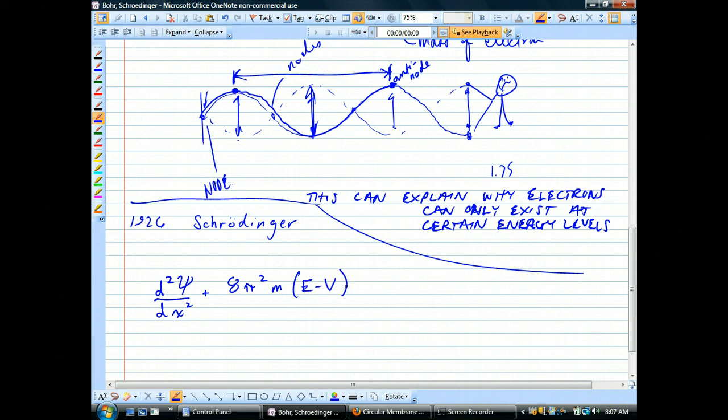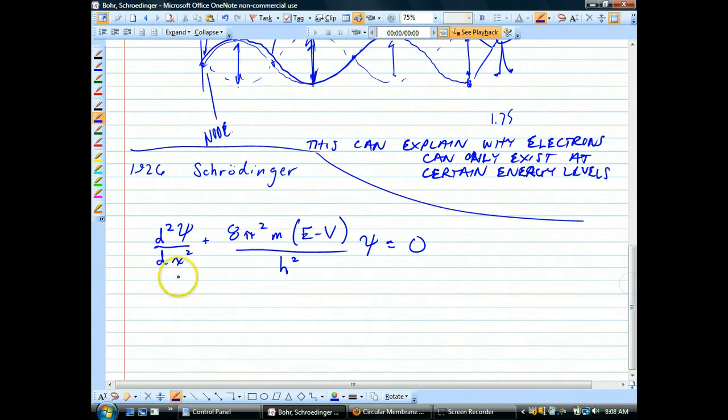It's called psi. It's a Greek letter, uppercase P-S-I, psi. And this is over this. That is an X, yes. Now, why is there an X there? This is for one dimension.